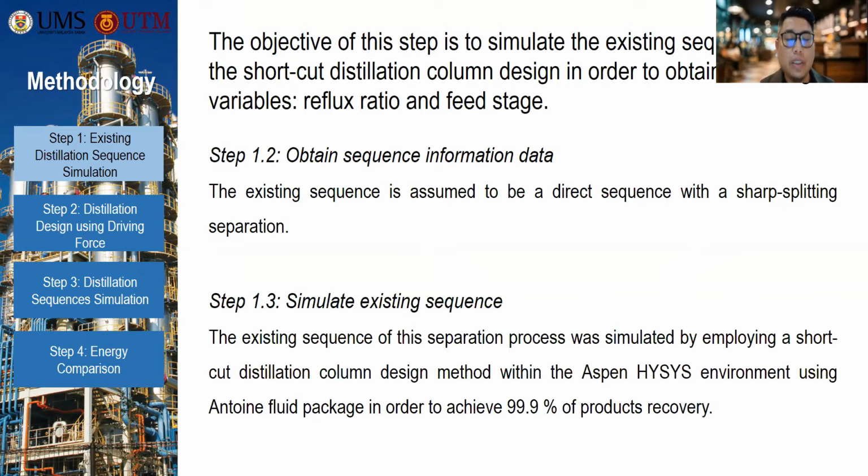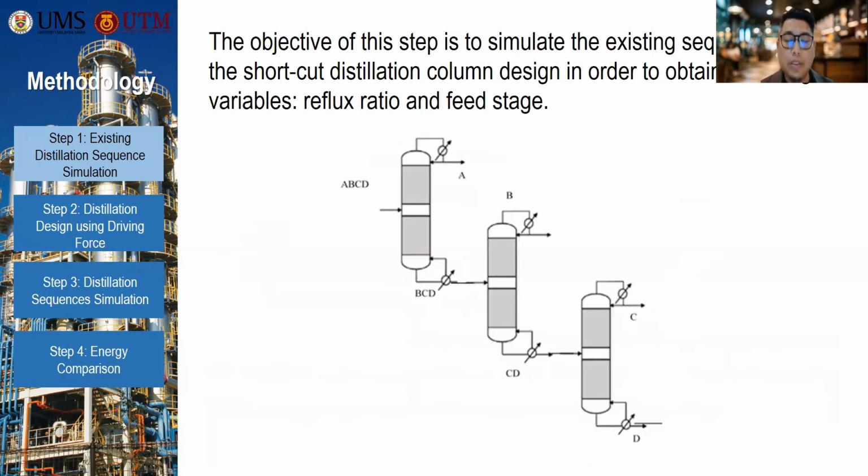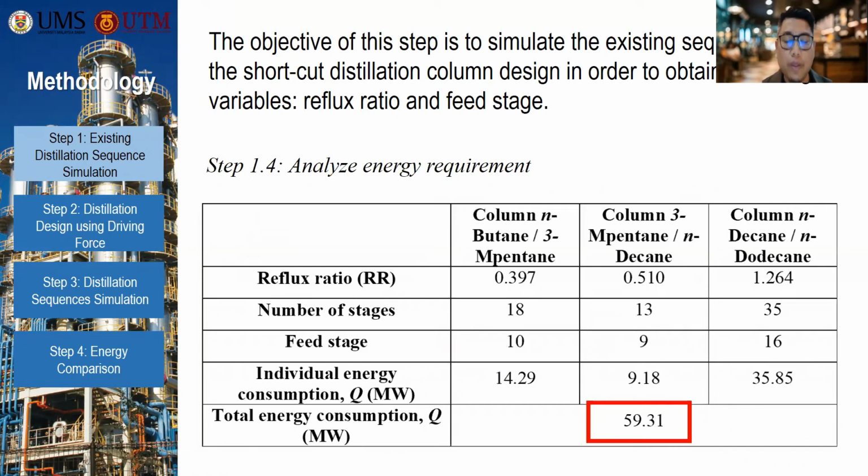Then we simulate the existing distillation column sequence with 99.9% product recovery. This is the existing sequence. Once we have simulated it, we come up with this energy analysis with 59.31 megawatt energy requirement. This is the first step, which is the simulation of the existing sequence.